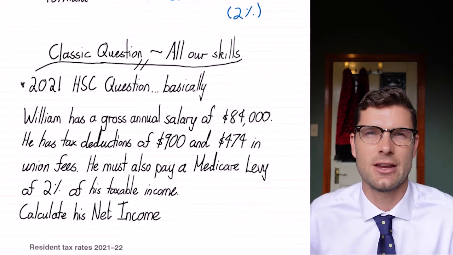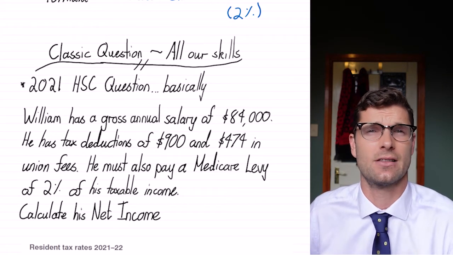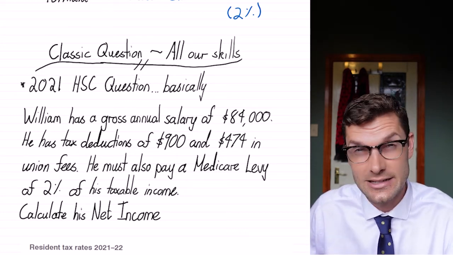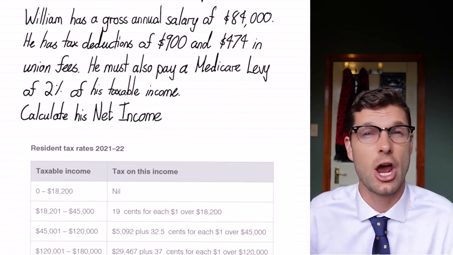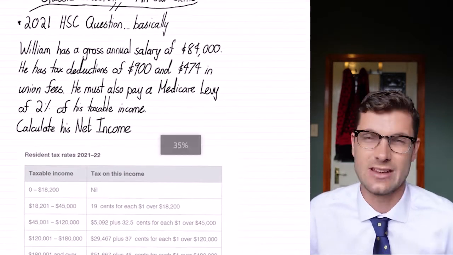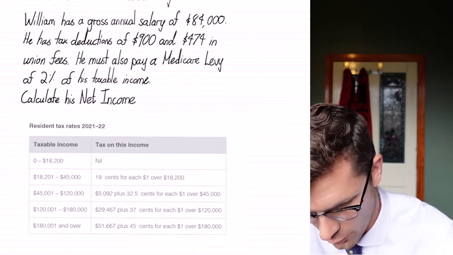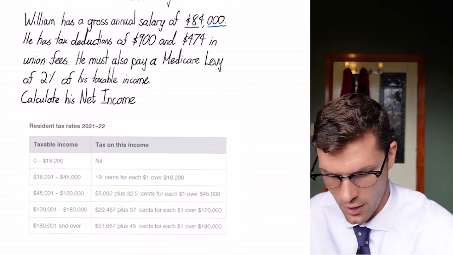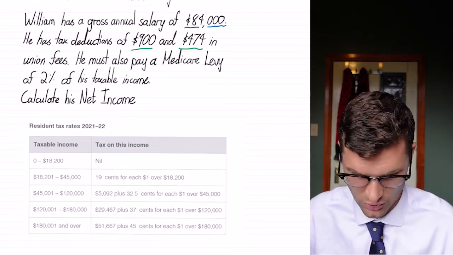So a classic HSC question is going to put all of these concepts that we've talked about in the last couple of videos together. So this one's ripped from the 2021 HSC, basically. I've moved a couple of words around, but it's a really good showing of what you're going to need to be able to do under pressure. So the first thing we've got to do is find out taxable income. So William has a gross annual salary of $84,000. And he's got deductions, so these we're going to underline in green, of $900 and $474. He's not going to pay tax on these, so that's a good thing.